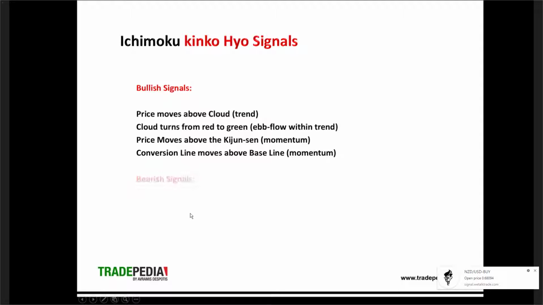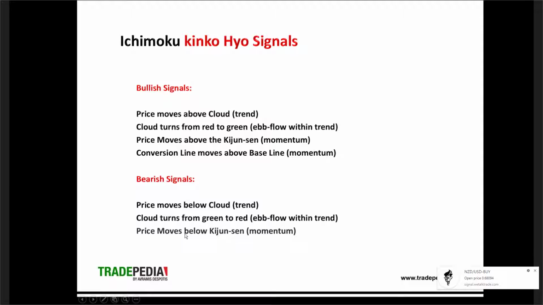So what are the bearish signals? Price moves below the cloud. Cloud turns from bullish to bearish. Price moves below Kijun-sen, bearish signal. Price moves below Tenkan-sen, bearish signal. And Tenkan-sen moves below Kijun-sen, bearish signal.